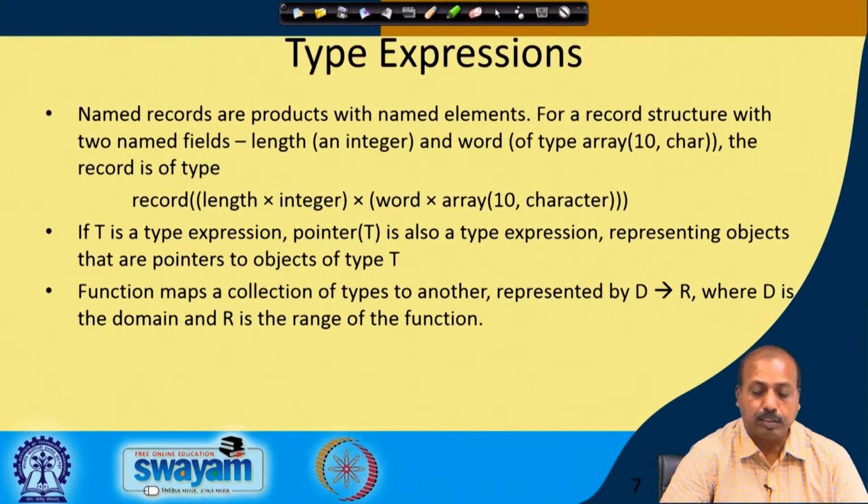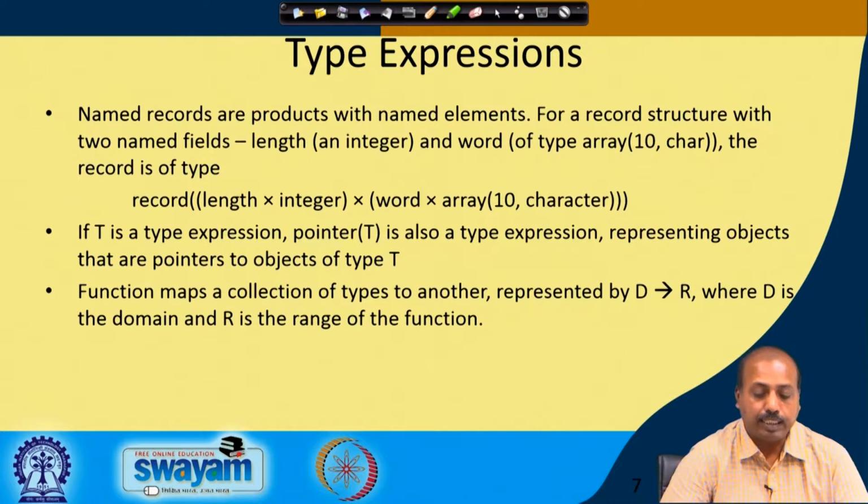So, length is of type integer and word is an array of 10 characters. Here the first field has the name length, the second field has the name word, and also their corresponding types are mentioned. So, this is one type of named record for which you can have a type expression.